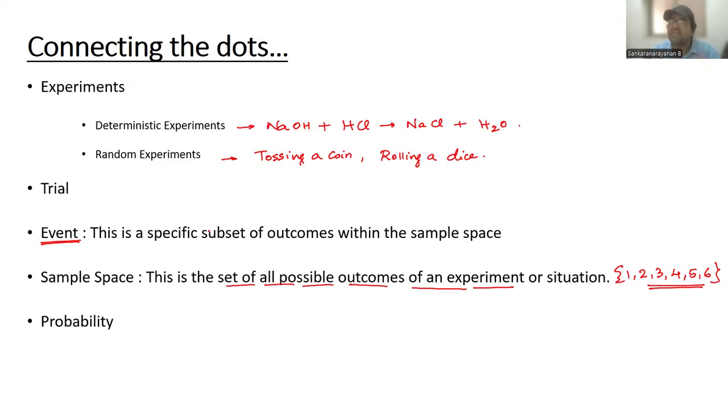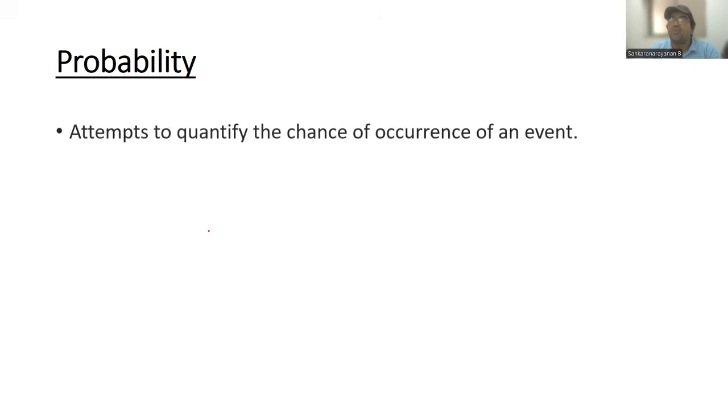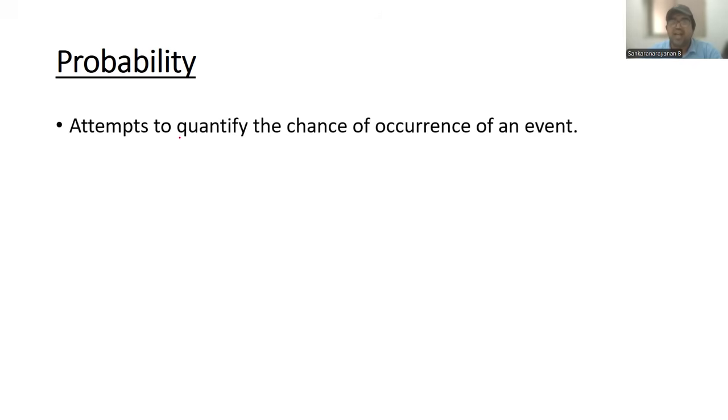I will say that it's 100% chance that it's going to happen. You got my point? So probability, basically, it talks to you about the chance of occurrence of an event. Now, let's talk more about the probability part. Probability, what it actually does? It attempts to quantify the chance of occurrence of an event. It tries to express this chance in numbers.